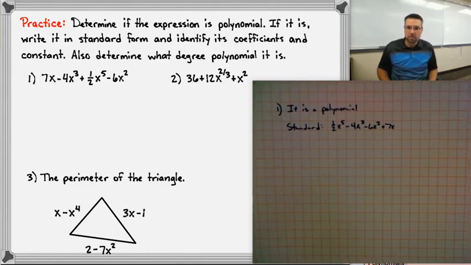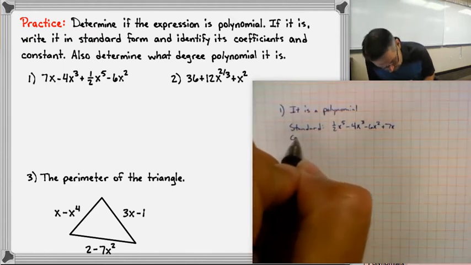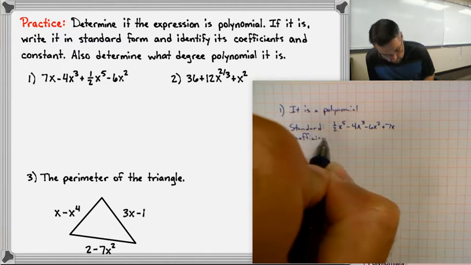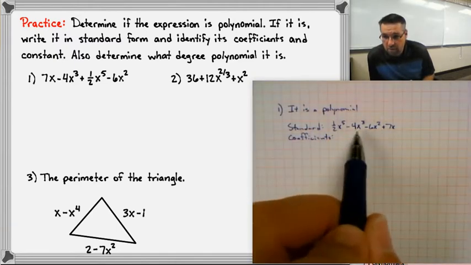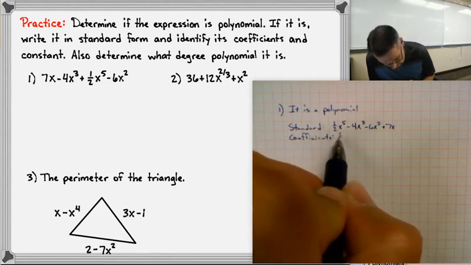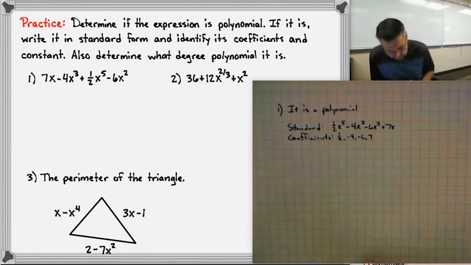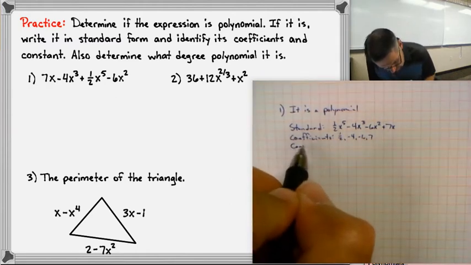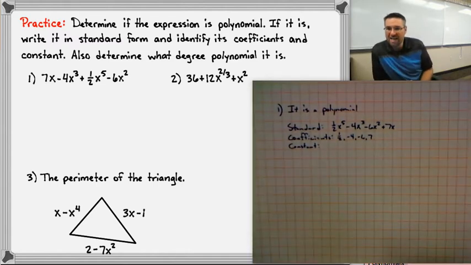And the last question, well, a couple more things. It says identify its coefficients. So the coefficients are going to be the numbers in front of the variables. So our coefficients are 1/2, -4, -6, and 7, right? Those are our coefficients.